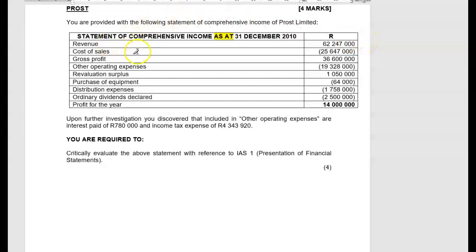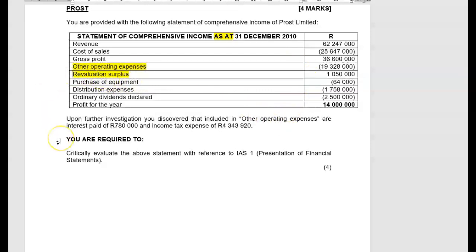Revenue, that's fine. Cost of sales is fine. Gross profit is fine. Other operating expenses, well, there's a slight problem because interest paid, which is included in that figure, should be taken out there because finance cost is a separate line item on the income statement. The same thing, income tax expense, you have a separate line item, income tax, where you're going to subtract your income tax from your profit before tax. So therefore, it cannot be included in other operating expenses.